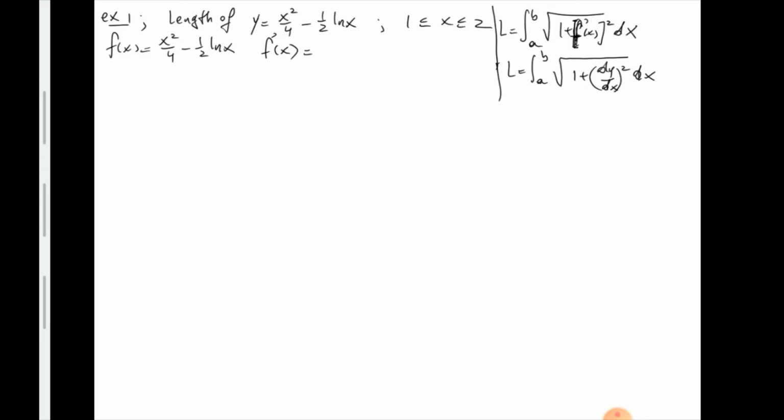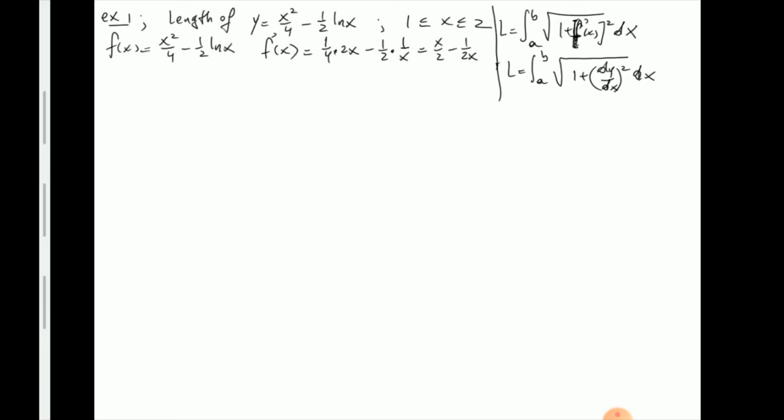So we need f prime first. Make sure you don't rush, because many people plug in just the function and forget about that. There's an entire computation to be made here, right? We need the derivative, we need to square it, we need to add 1, and then take the radical. So we need to do quite a lot of algebra before we actually get to the integral itself. So f prime of x becomes 1/4 times 2x minus 1/2 times 1 over x. So that's going to be x over 2 minus 1 over 2x.